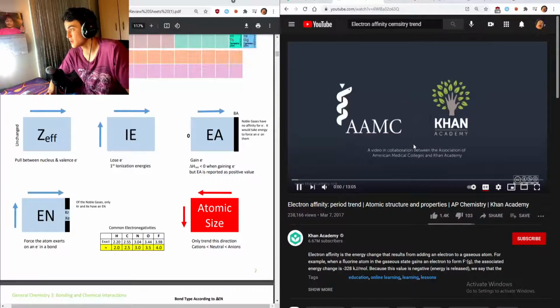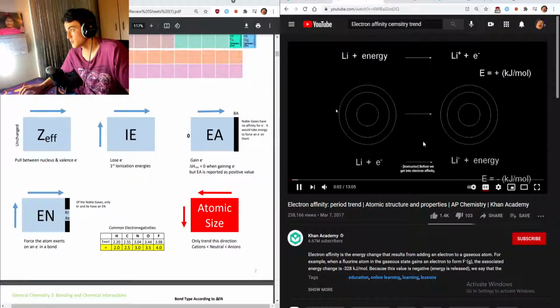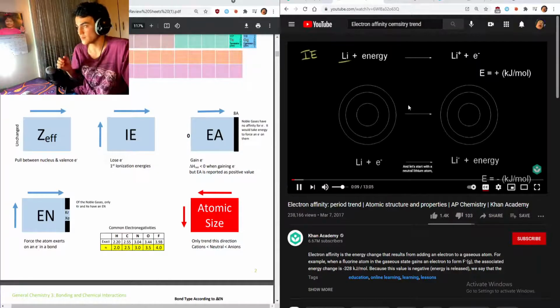Before we get into electron affinity, let's really quickly review ionization energy. And let's start with a neutral lithium atom.